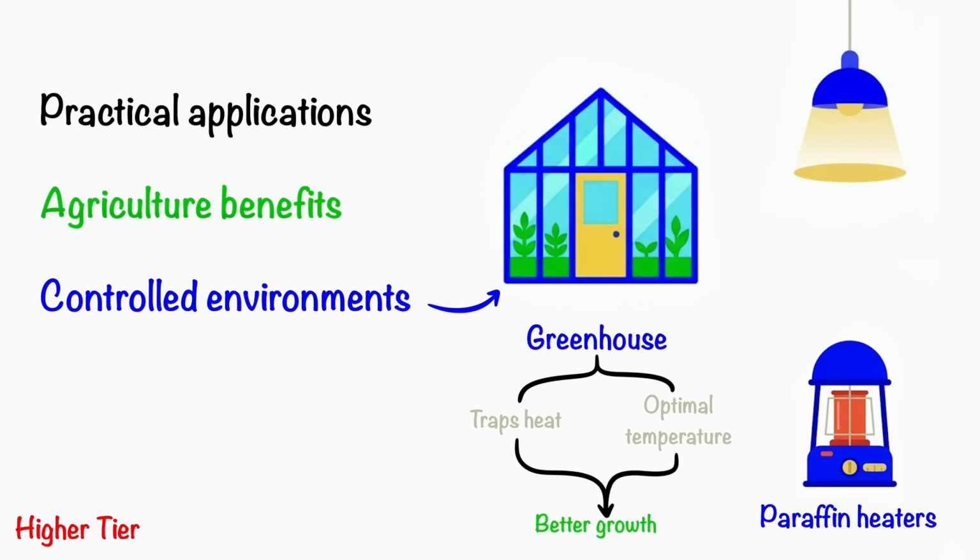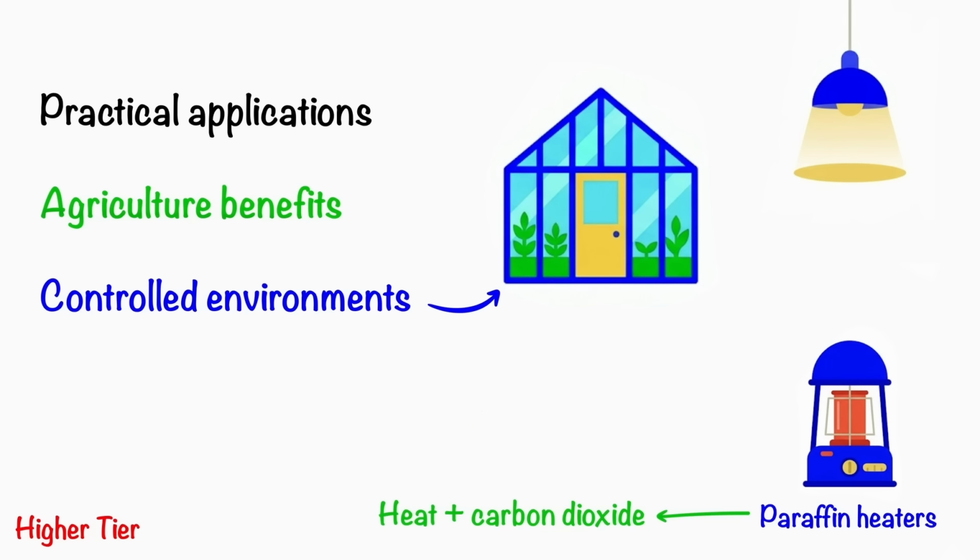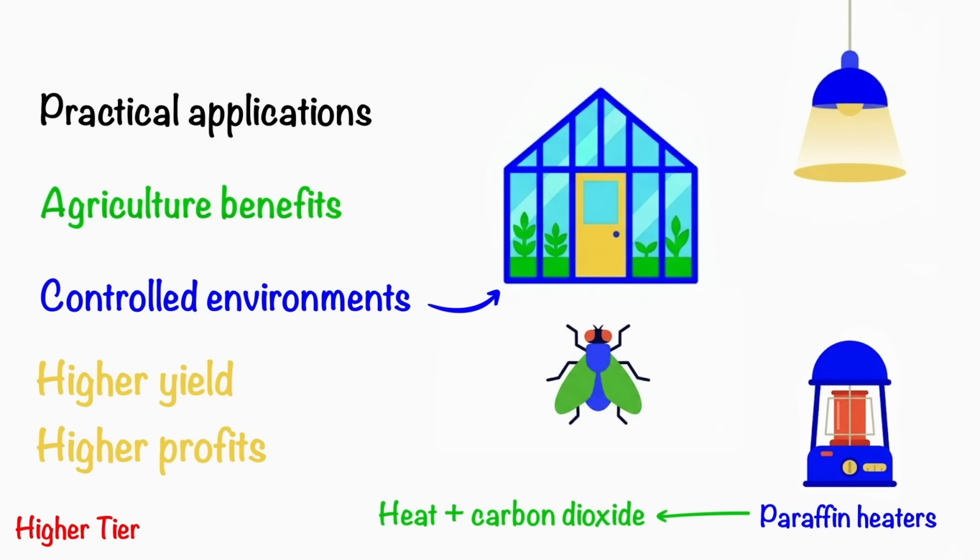Commercial growers often supplement natural light with artificial lighting. This ensures plants receive adequate light even on cloudy days or during shorter winter days. Carbon dioxide levels can be increased by using paraffin heaters or by adding CO2 directly. Enclosed greenhouse environments also make it easier to protect plants from pests and diseases. By manipulating these limiting factors, farmers can create ideal conditions for plant growth. This leads to increased yields and more efficient crop production.